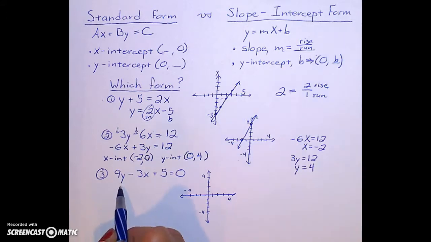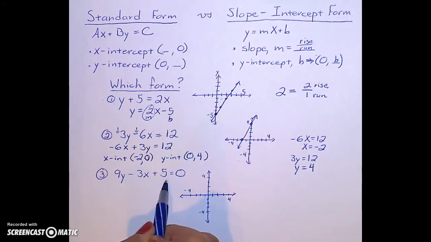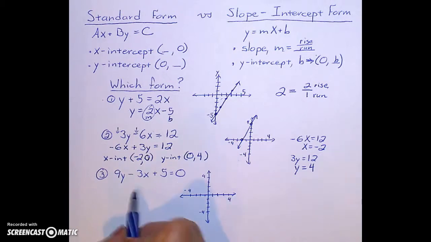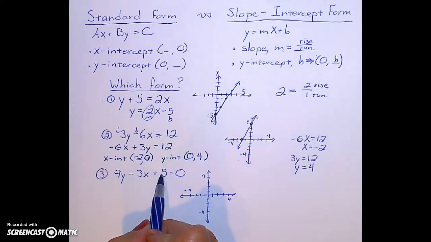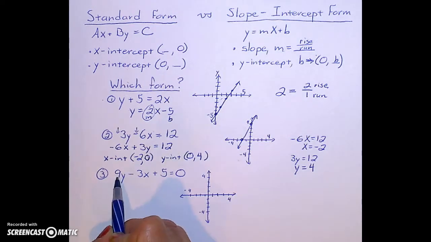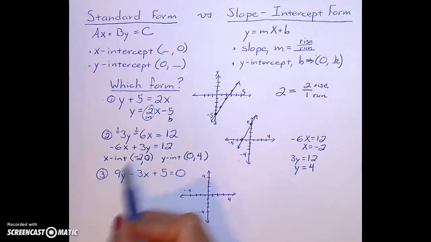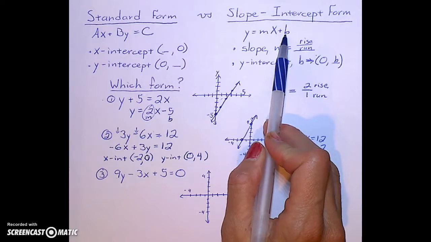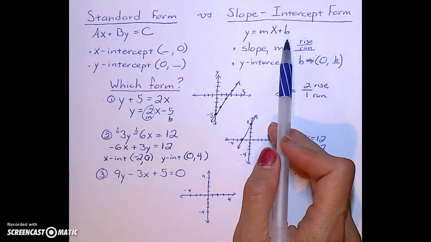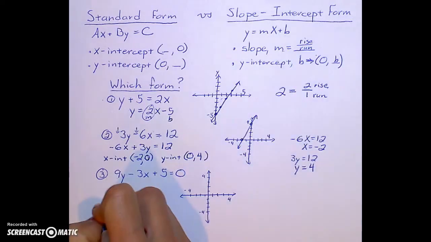Problem 3, 9y minus 3x plus 5 equals 0. Now this one could go into either form, and I actually am going to change this to standard form for the reason that if I were to change it into slope-intercept form, I would be subtracting the 5, and then I'd be dividing by 9. I'd be doing other things, but 5 divided by 9 would be my y-intercept, and that's a fraction. Having a y-intercept as a fraction is a bit of a challenge when I am using slope-intercept form. So I'll change this to standard form.